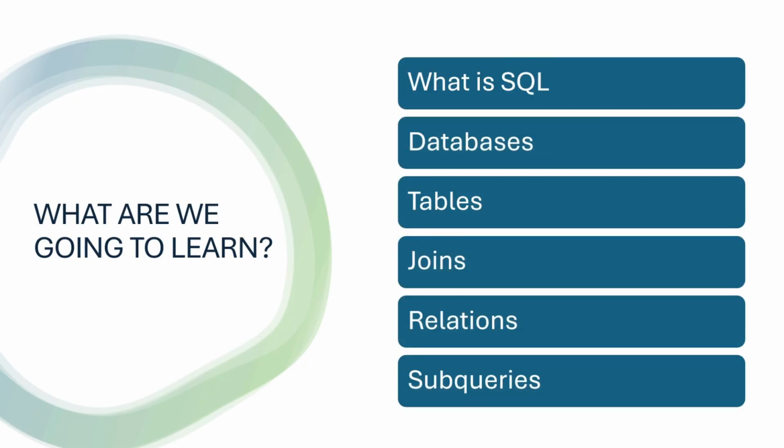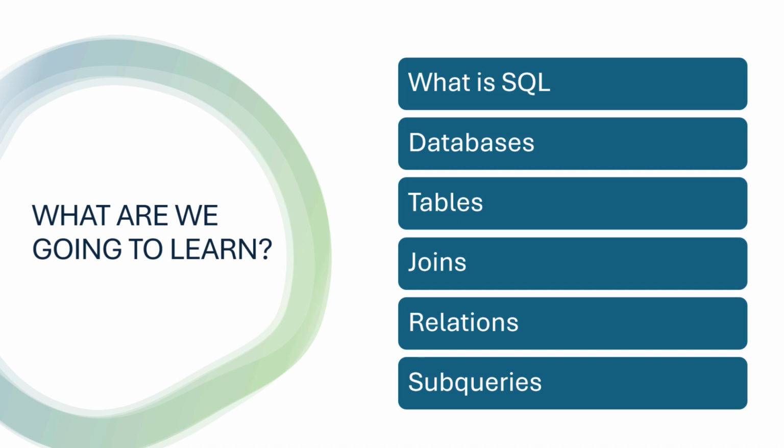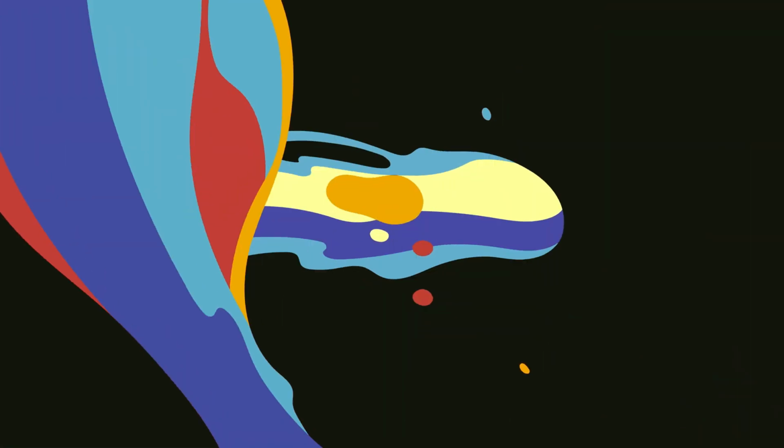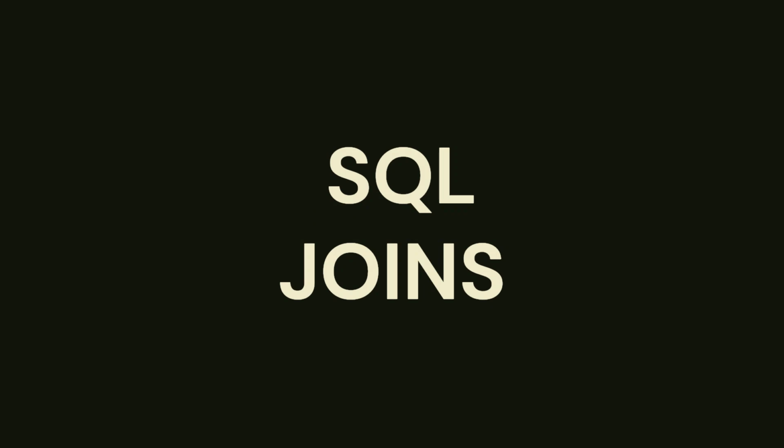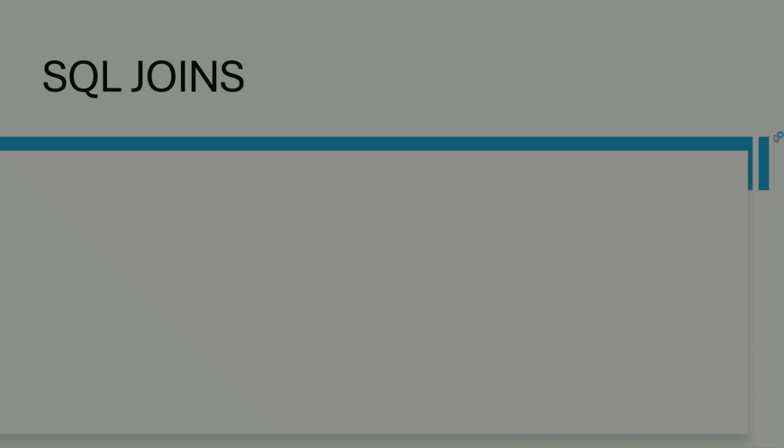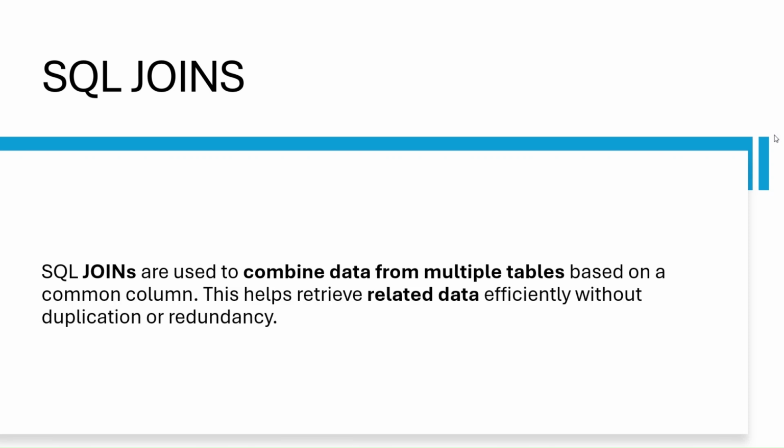In our previous video of SQL Part 1 we have learned about SQL, database, tables and commands of SQL. Today in this video let us learn about join, relations and subqueries. SQL joins are used to combine data from multiple tables based on a common column.